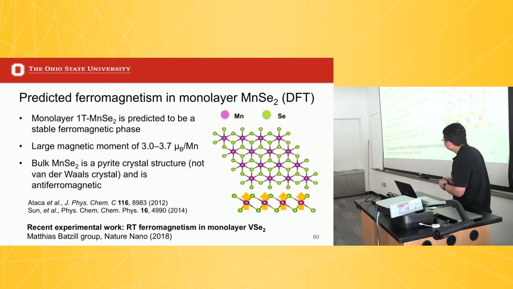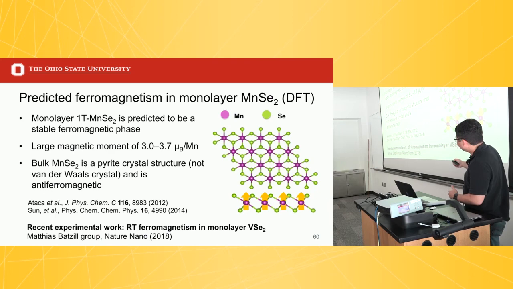And the moment should be about 3 Bohr magneton for manganese. And sort of the problem is that manganese diselenide and manganese monoselenide, most times you have manganese and selenium, it becomes antiferromagnetic. And people have told me, you must be wrong, because it's always antiferromagnetic, okay? But this is quite a bit of a different system.